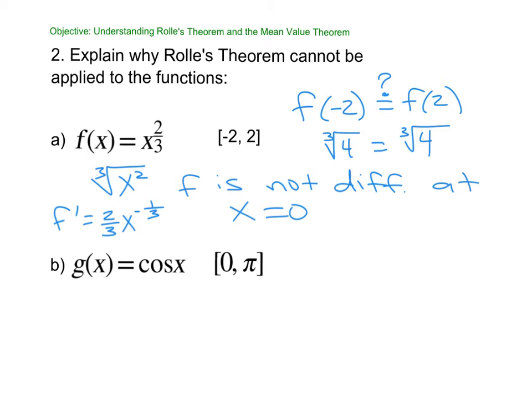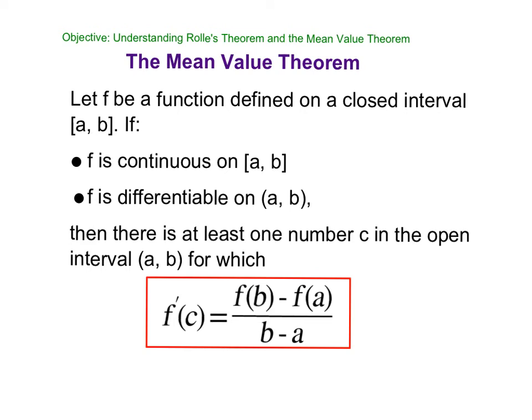All right, and the next one. So this one is continuous, but g of 0 is 1, and g of pi is negative 1. The two y values have to be equal over the interval for Rolle's theorem. Okay, so that one's not used as much. This one is very similar, but this is the really, really important one.